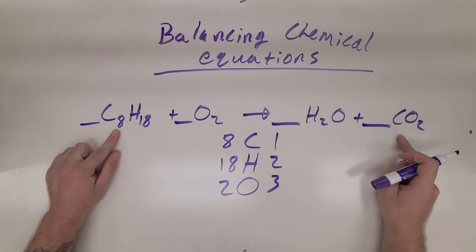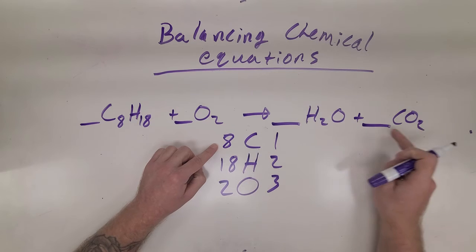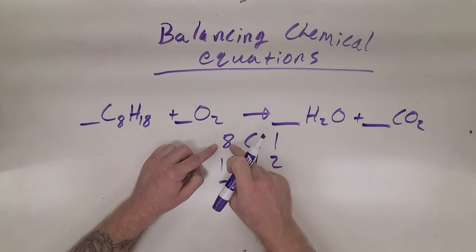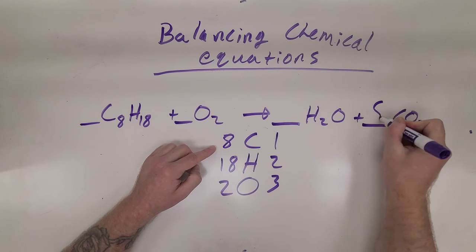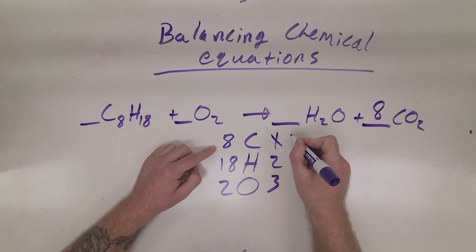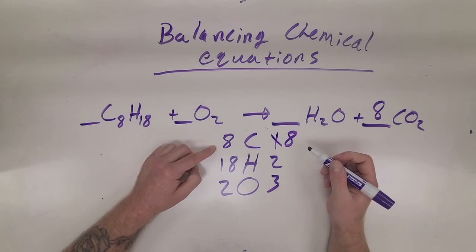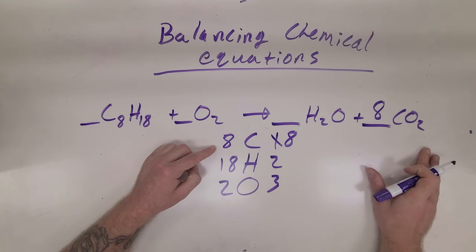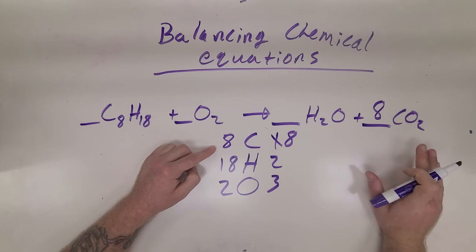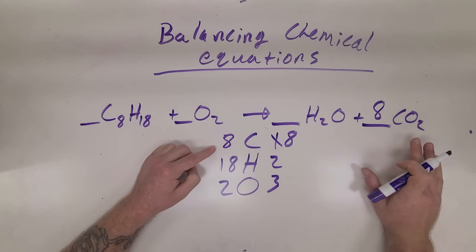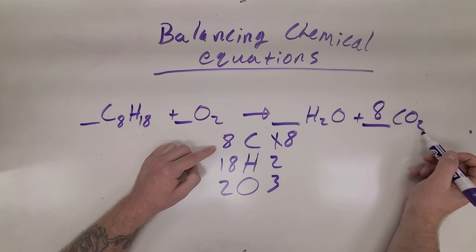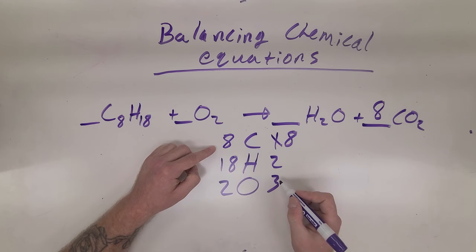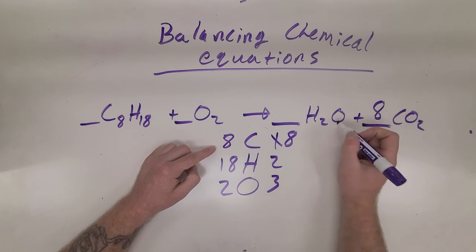Carbon has 8 over here and 1 over here, so we need to add 8 carbon dioxide molecules in order to get that to 8. We already know that off the bat, that's what we've got to add. So let's put in 8 right there. 8 times 1 carbon gets us 8. Now we added 8 CO2 molecules, so we also need to adjust for the total number of oxygen atoms over here as well. 8 times 2 gets us 16 oxygen atoms, plus 1 more gets us 17.